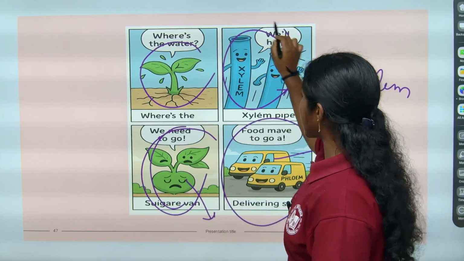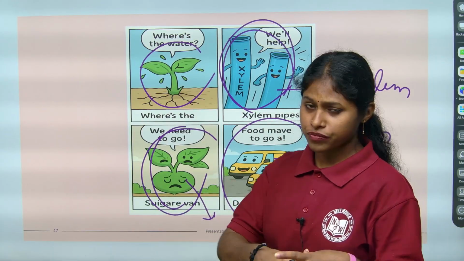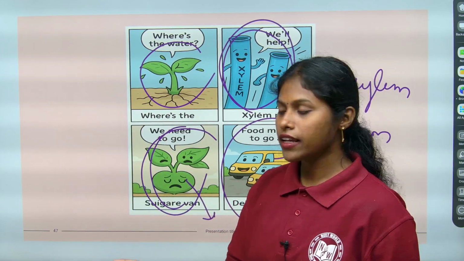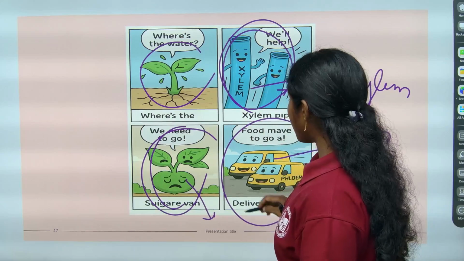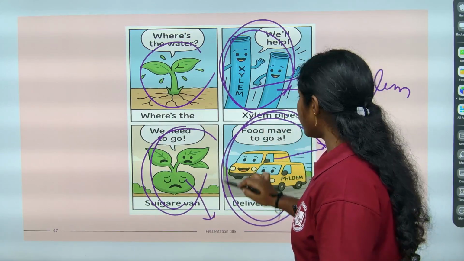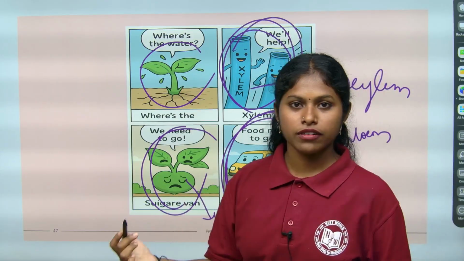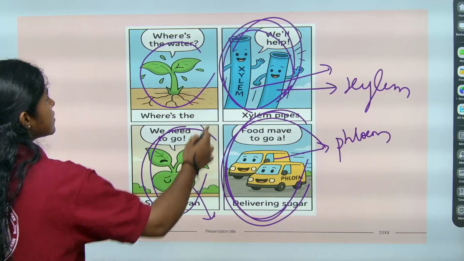Here see the xylem pipes, because it's water, right? So for water mainly what will we use? Pipes, right? So these are the xylem pipes and these are the delivery vans of phloem. So these are the food transporters. Phloem is a food transporter and xylem is a water transporter. It's quite easy, right? So let's see.